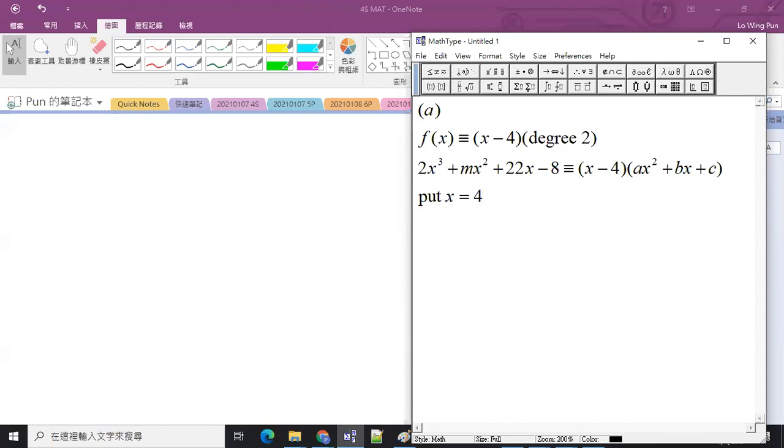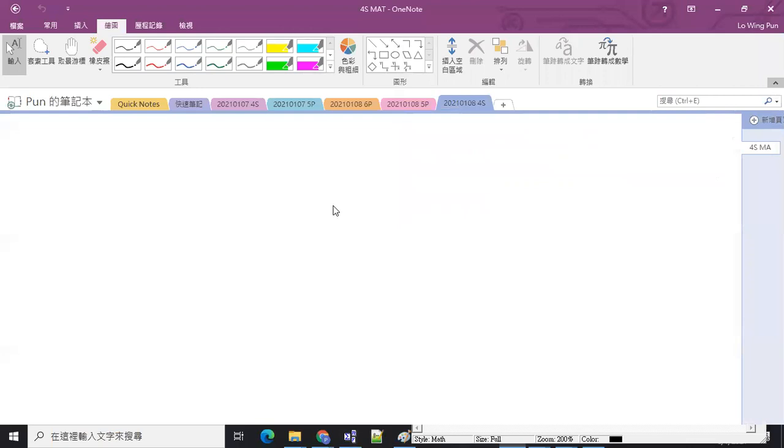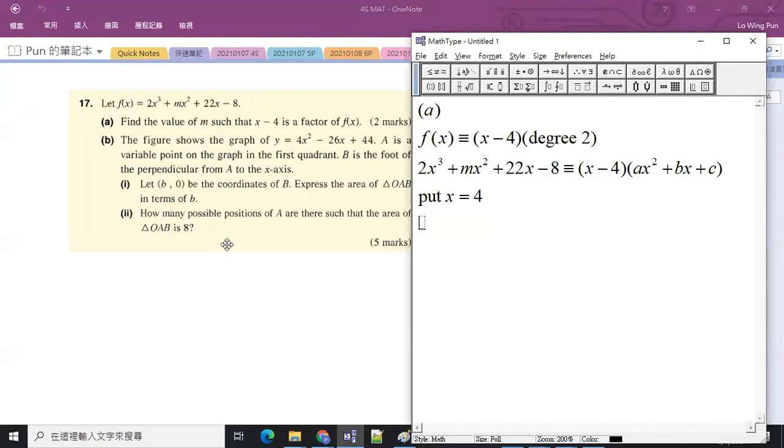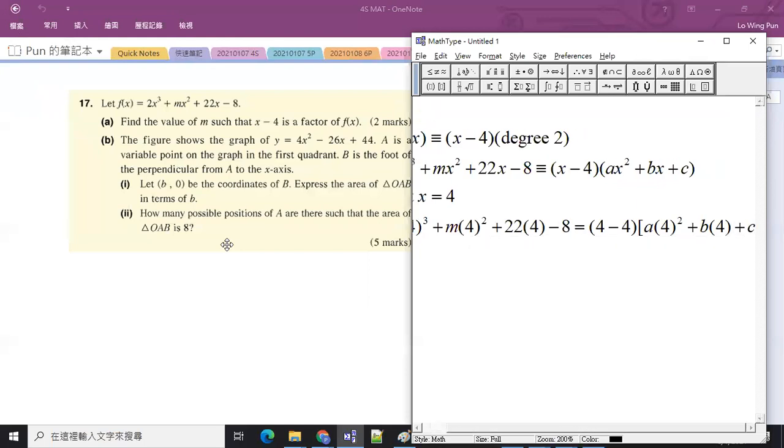所以 x 嘅任何數咧，都 satisfies 個 identity 嘅。OK，好啦，點解我要 put x 等於4，唔 put x 等於3，唔 put x 等於0咁樣嘅咧？因為如果我 put x 等於4嘅時候咧，呢一嚿嘢係咪會變咗0啊？呢一嚿嘢變咗0嘅話咧，成個右手邊係咪變咗0啊？OK，咁我哋就唔需要理會嗰啲 A、B、C 究竟係咩嚟㗎啦。根本就唔需要揾出嚟嘅 A、B、C。我而家淨係想揾個 m 啫，係嘛？咁嘅時候咧，我哋 put x to be 4。It becomes 2 times 4 to the power 3 plus m times 4 square plus 22 times 4 minus 8。好啦，當你 put 咗數入去嘅時候咧，呢個就變成等式㗎啦。It's 4 minus 4 times a times 4 square plus b times 4 plus c. Okay?